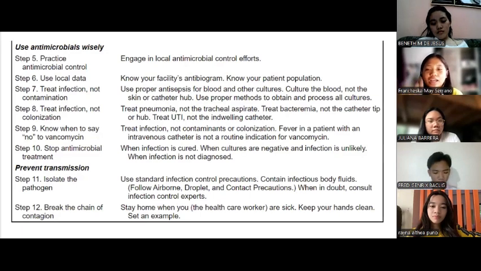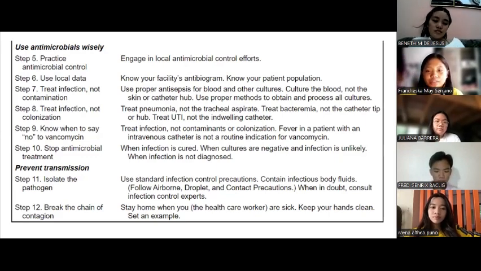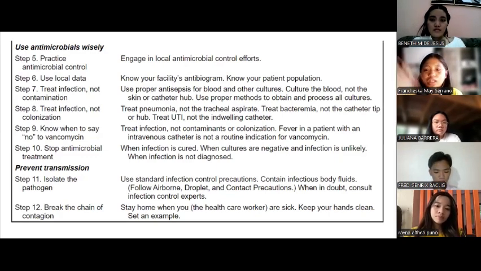Ang i-treat mo lang is yung infection kasi yun yung na-diagnose and na pag-usapan within the physician na dapat i-treat. Kasi just like the first one, mag-i-introduce ka na naman ng unnecessary use of antibiotics, which will contribute to the antibiotic resistance without any clinical benefit.